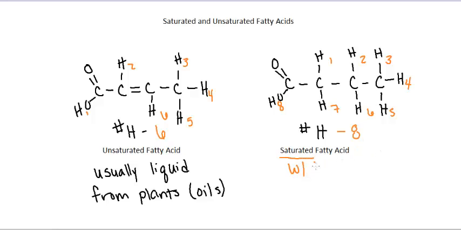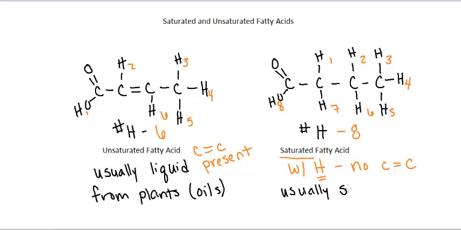So a saturated fatty acid has been saturated with hydrogens. There are no double bonds present. Every hydrogen that can be crammed in has been crammed in, so there are no double bonds possible. Unsaturated fatty acids, on the other hand, usually always have double bonds present.